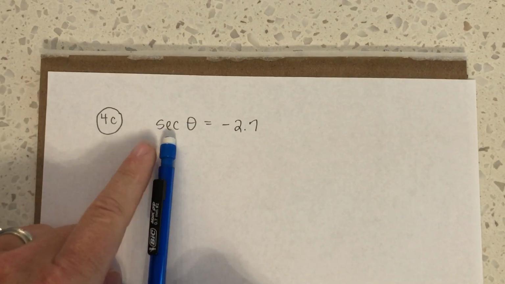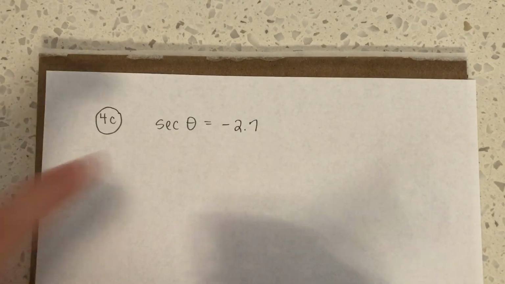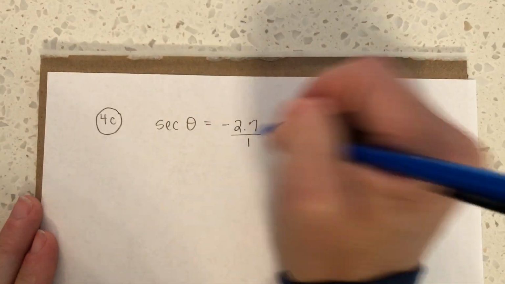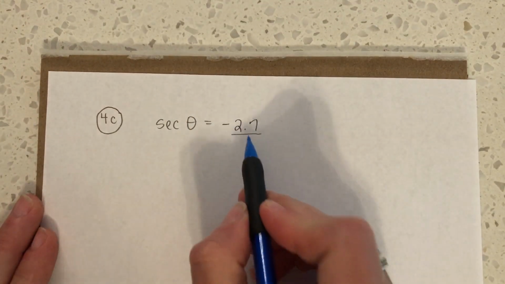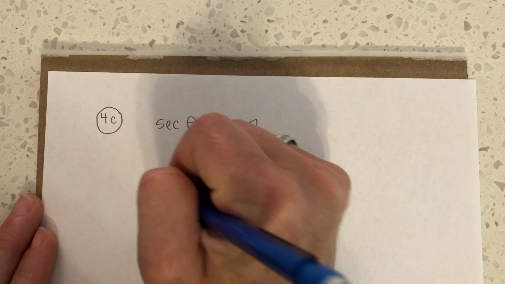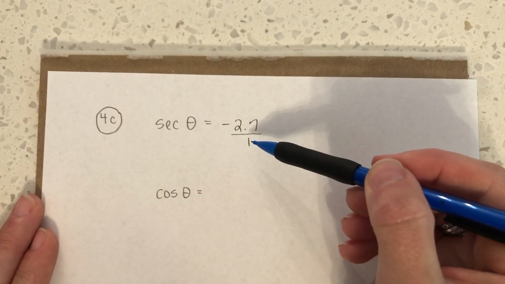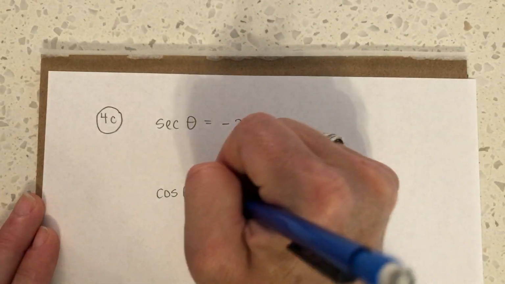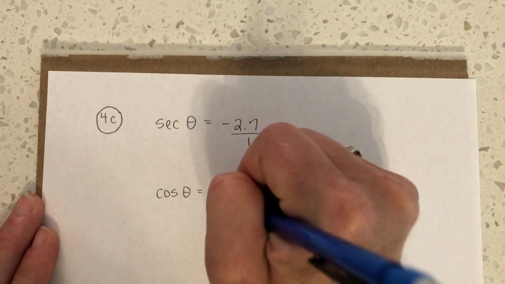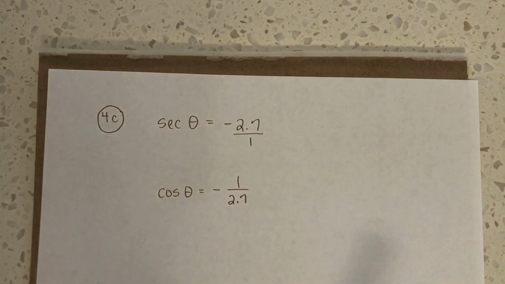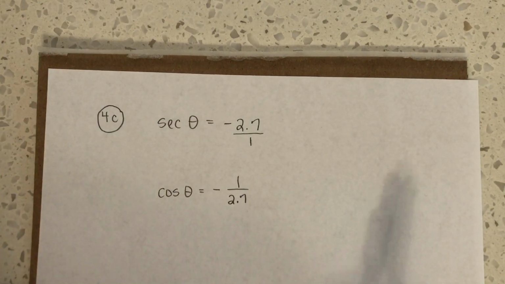Well, I don't want to work in terms of secant, so I'm going to work in terms of cosine. If the secant of this angle equals that ratio, then the cosine of the exact same angle would have the reciprocal ratio. I'm literally just going to flip that over. It would be negative 1 over 2.7. We're not supposed to have decimals inside of fractions, but it's fine.